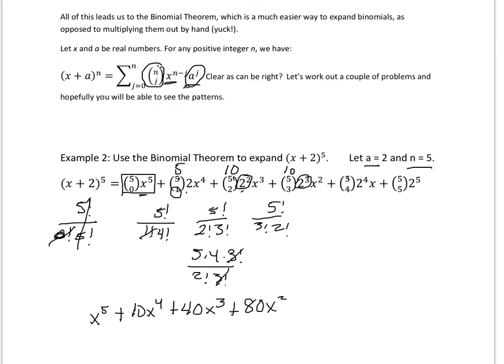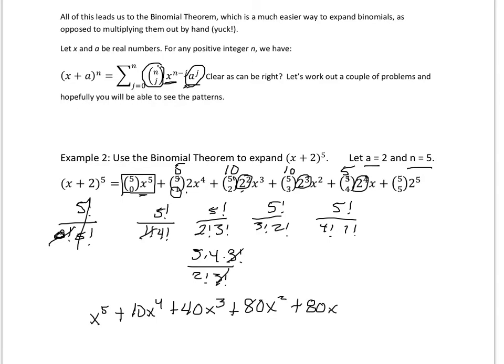Okay. All right, now we have 5 choose 4. What's 5 choose 4? 5 factorial over 4 factorial times 1 factorial. We already know what 5 factorial over 4 factorial is, correct? That's going to be 5, right? So this is 5 here. And 5 times 2 to the 4th. What's 2 to the 4th? 16. What's 5 times 16? 80. Good. So you get plus 80x.